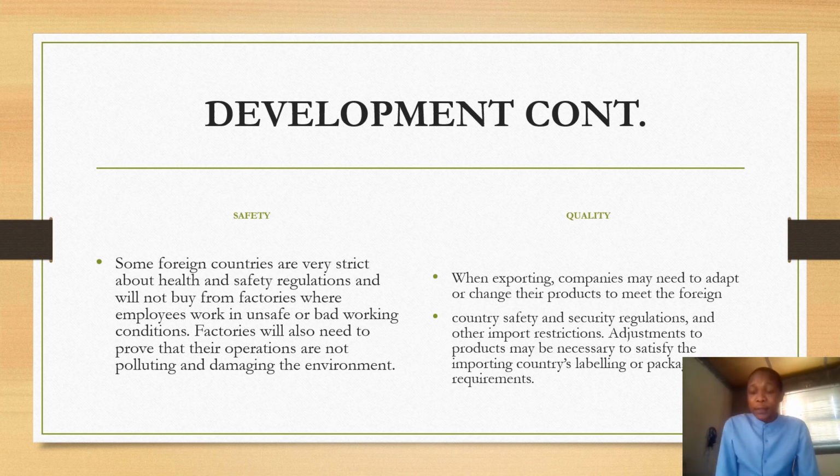And the quality. Another thing that needs to be considered when you're exporting to other countries is that you may need to adapt or change your products in order to meet foreign requirements, country safety and security regulations and other import restrictions. That means you need to make adjustments to the products that may be necessary in order to satisfy and meet the demands of your foreign market.